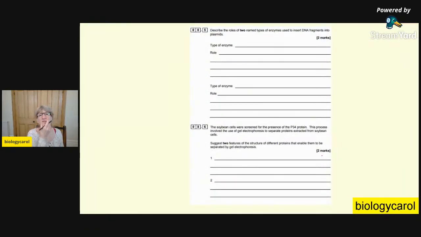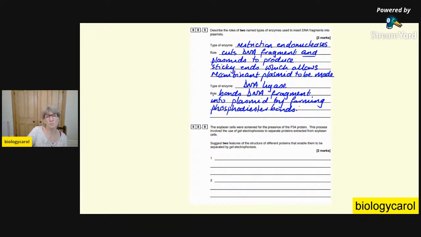Describe the roles of two named types of enzymes used to insert DNA fragments into plasmids. So the classic ones, in my view, are restriction endonucleases, which you've got to use to cut out the DNA fragment and the vector so that the ends can join together, and DNA ligase, which binds the DNA fragment into the plasmid by forming the phosphodiester bonds. And as it was, I wrote too much, but I got both the marks. Okay, oh, sorry, didn't mean to put that one up.